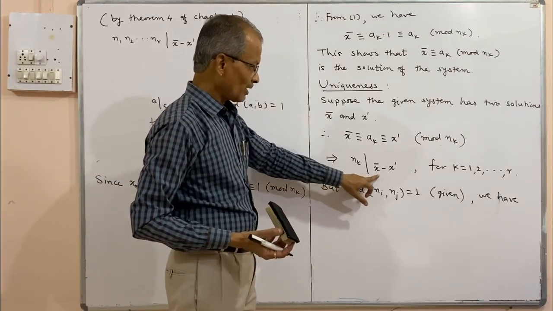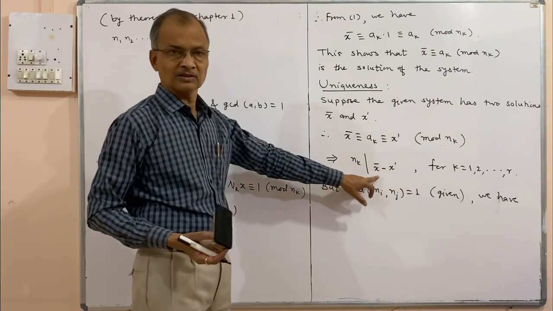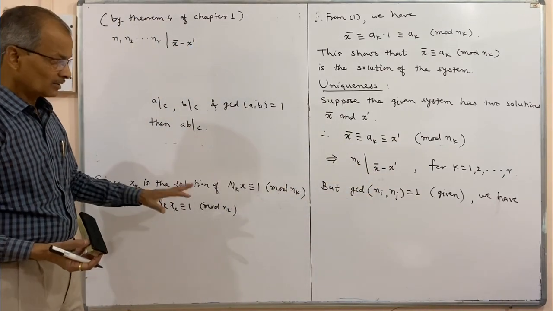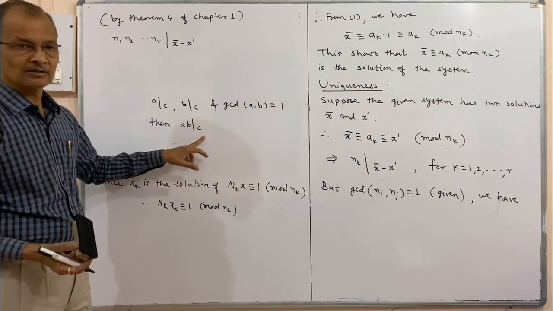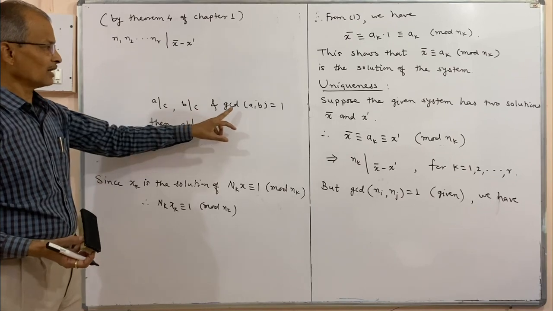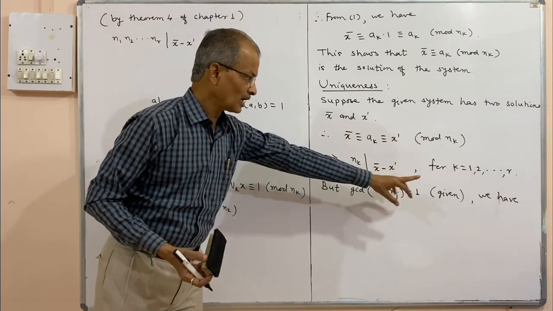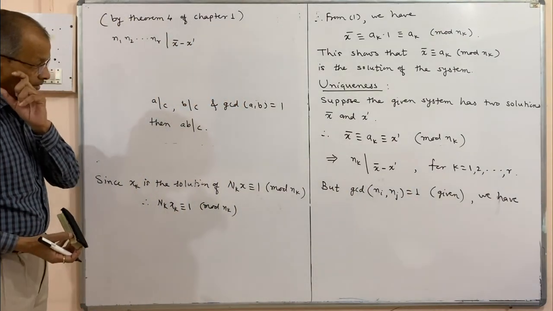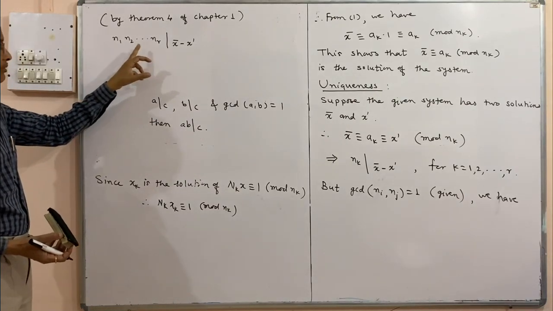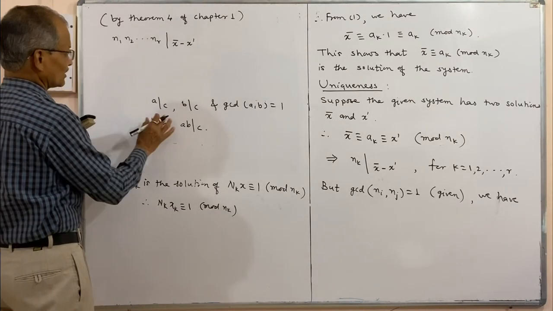Nk divides x bar minus x dash, meaning n1 divides x bar minus x dash, n2 divides x bar minus x dash, and so on, Nr divides x bar minus x dash. And thus their product divides the same number. So here A divides C, B divides C, and the condition is that these must be relatively prime, Ni and Nj are relatively prime, so we have the product dividing C. That means the product N1, N2 up to Nr divides x bar minus x dash. So this is the theorem we have referred to.